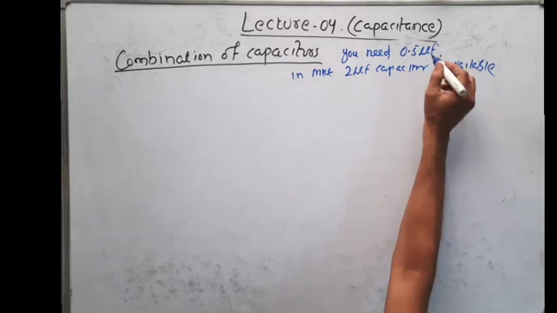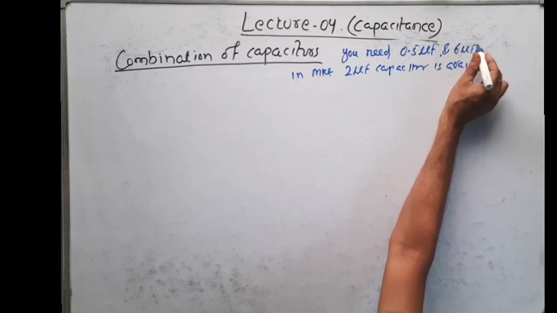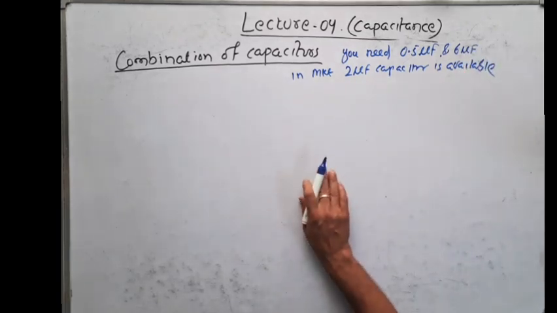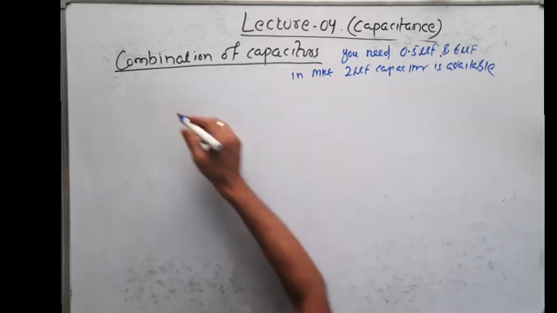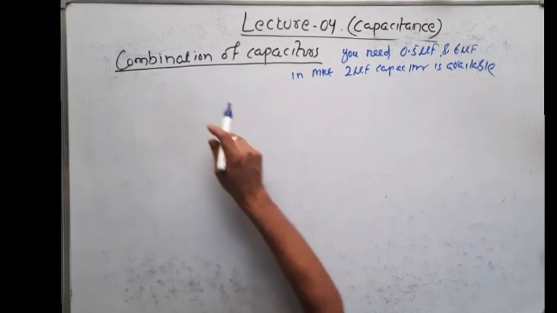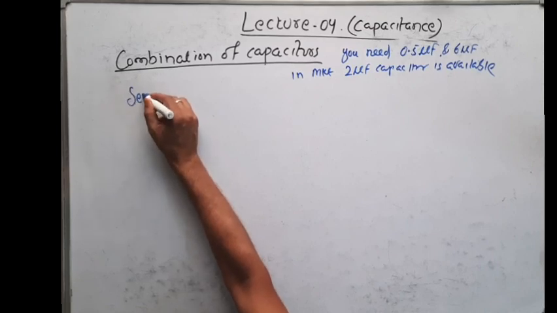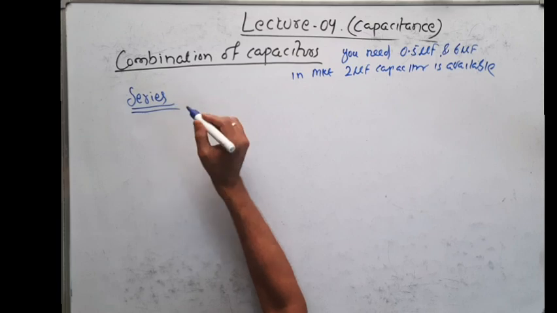Similarly, suppose I need 0.5 microfarad as well as 6 microfarad, but in the market only 2 microfarad is available. So how will you rearrange so that we get either 0.5 or 6 microfarad? According to that, we have to combine the capacitors in various ways. One is series combination, another is parallel combination. So first we will discuss capacitors in series.